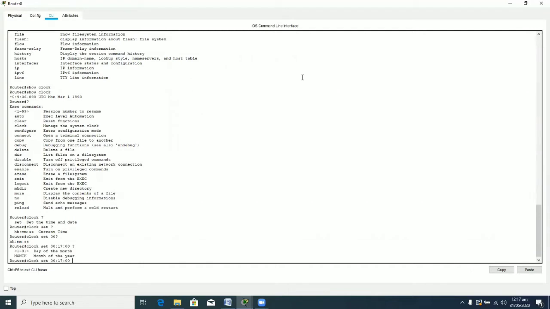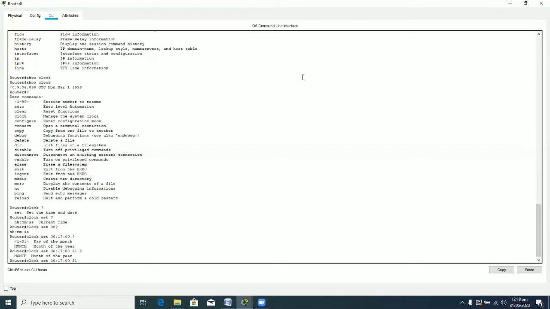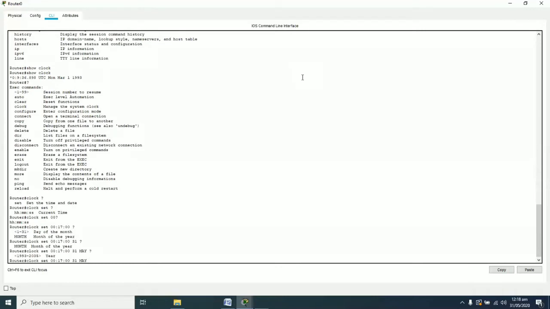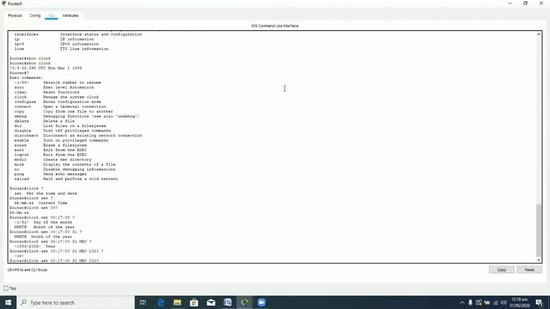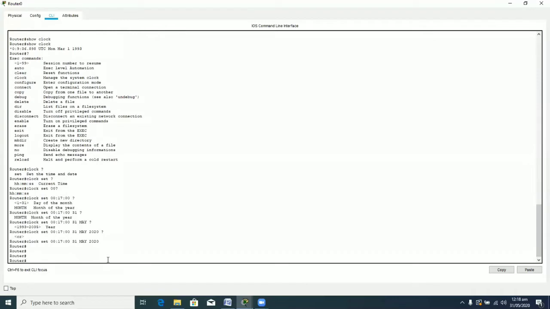And now asking for more help, it is telling us you have to enter the day of the month from 1 till 31. This is basically 31. And after the day, what we have now is the month, and the month is May. And after the month, the year from 1993 till 2035. This is basically 2020. And after this, again asking for the help feature. Now this command is completed because we are getting a CR over here. CR means carriage return, and carriage return means you just have to press enter. So I have now pressed enter and my clock should now be set.